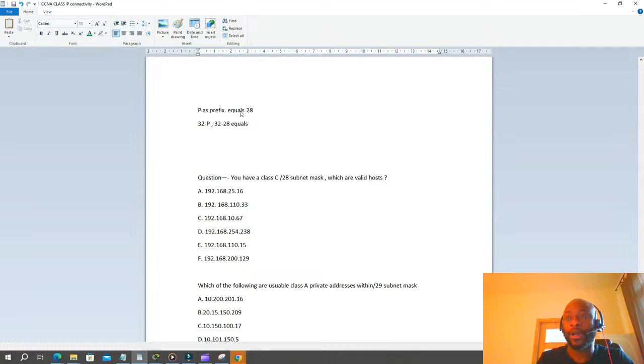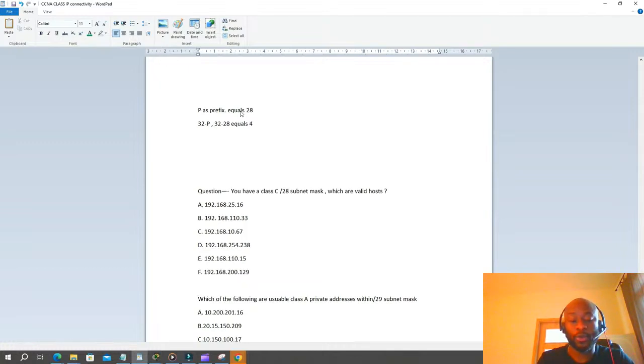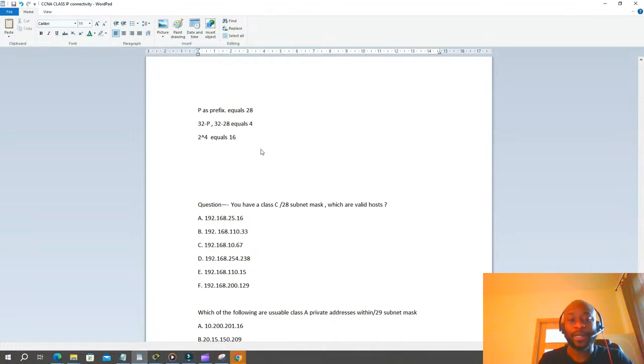equals 4. So 2 raised to the power 4 gives you 16. Equals 16. So 16 is what we're going to be using to get our first subnet. Again, remember this is /28. So when it's /28, you have to calculate the closest classful IP range.